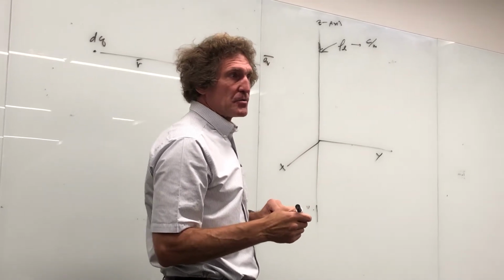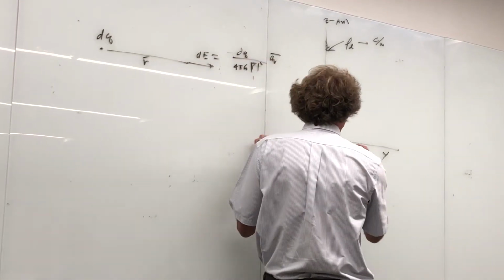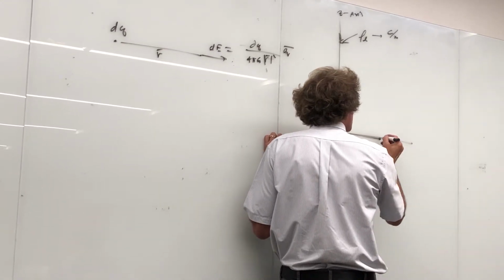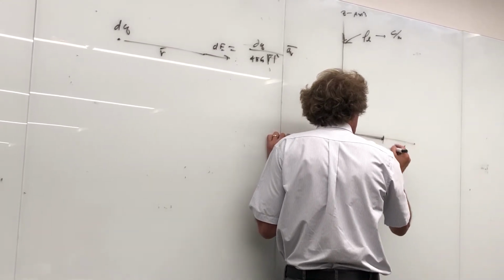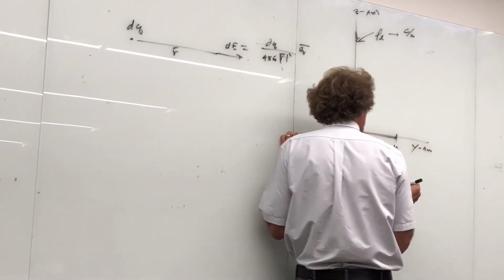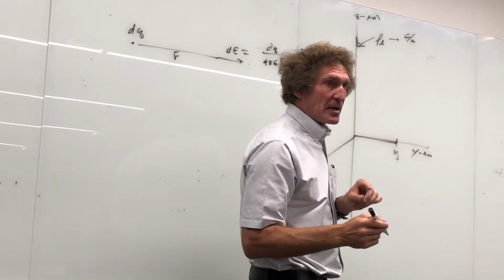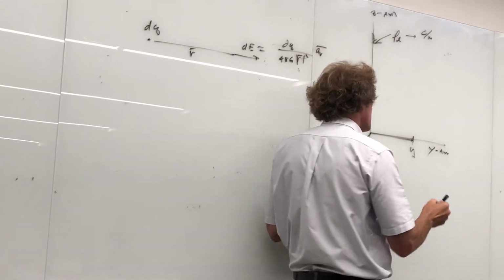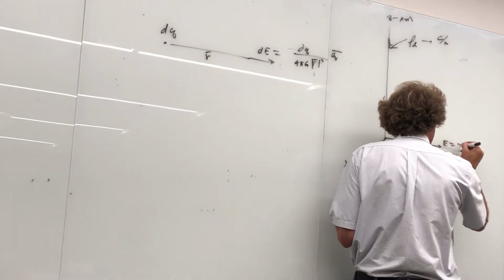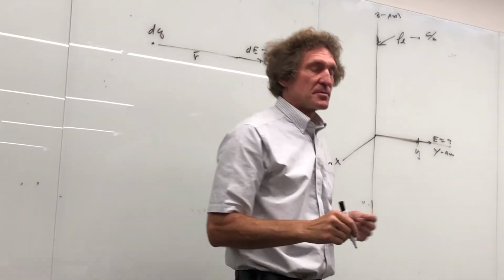And what I'm going to do is come out a distance on the y-axis. This is the y-axis here. My distance here will just be y. And I want to calculate the electric field at this point. So I want to know what the electric field is here. That seems like a reasonable request.